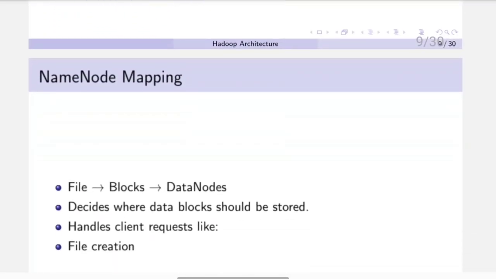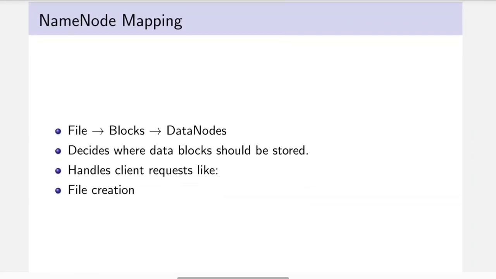Now moving on to another slide, name node mapping. The name node maintains a mapping, let us say student file, then it is stored in blocks, then it is replicated into data nodes, the actual information. So when a file is requested, the name node knows exactly where to find it. That is what the slide says.